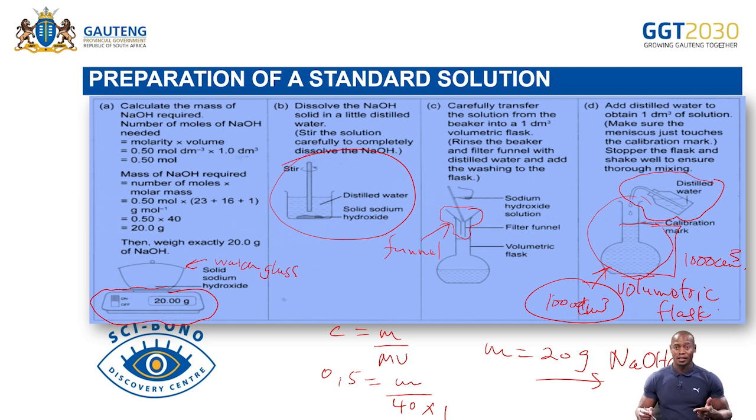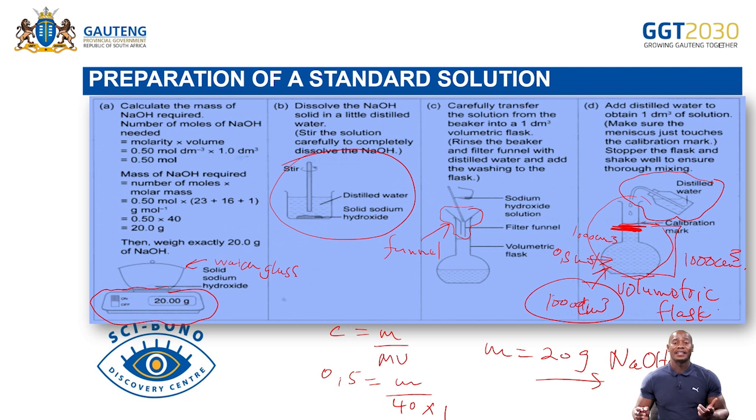Then you transfer the sodium hydroxide into a volumetric flask and add distilled water. You swirl until all the sodium hydroxide is dissolved. Then you fill the volumetric flask to that mark. If you fill it to that mark, we already have a volume of 1000 cubic centimeters, and you know the concentration of this solution is 0.5 mole per cubic decimeter.